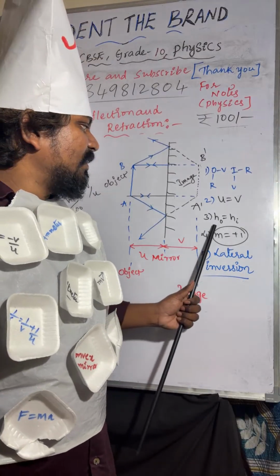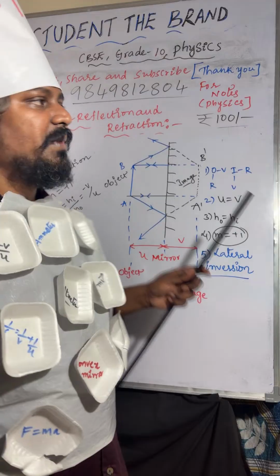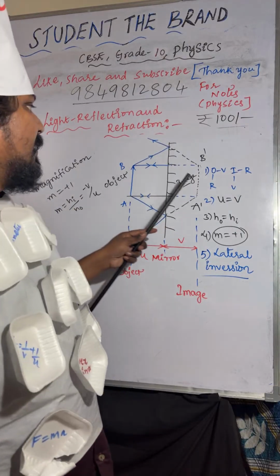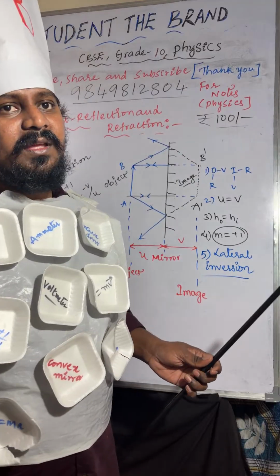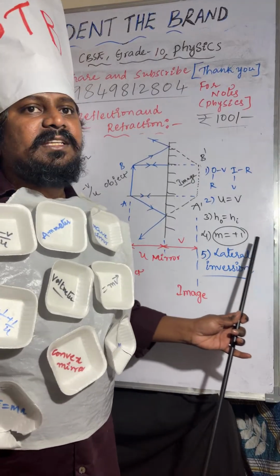And next one, height of the object is equal to height of the image. So this is the object height and this is the height of the image. Height of the object is equal to height of the image, and magnification is plus 1.